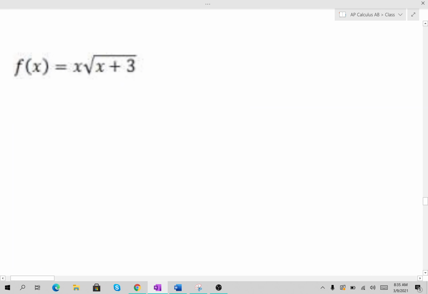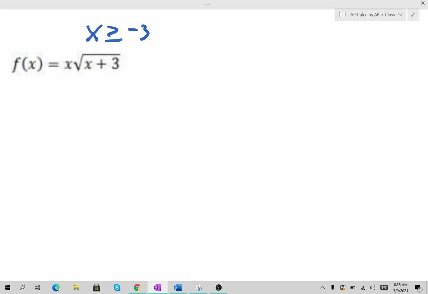So keep in mind again, x must be greater than or equal to negative 3, because the inside of that square root has to be positive or 0. It can't be negative. All right? So that's going to limit our whole domain and everything when we start checking intervals.